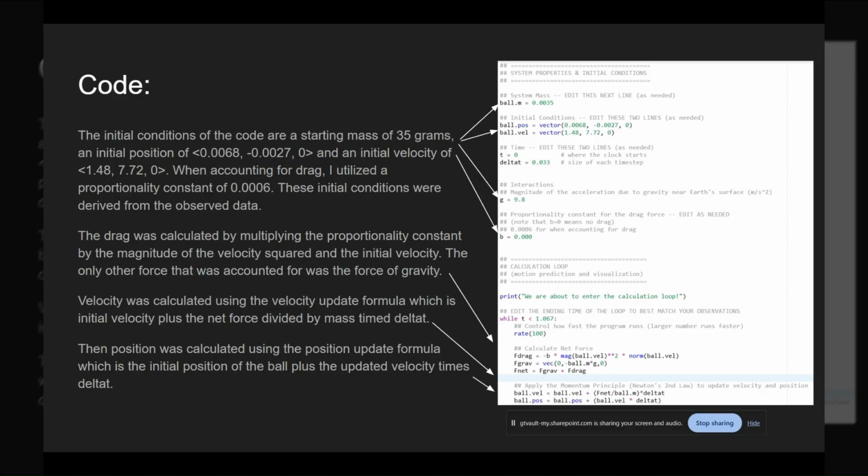Velocity was calculated using the velocity update formula, which is initial velocity plus the net force divided by mass times delta t, and the position was calculated using the position update formula, which is initial position of the ball plus the updated velocity times delta t.